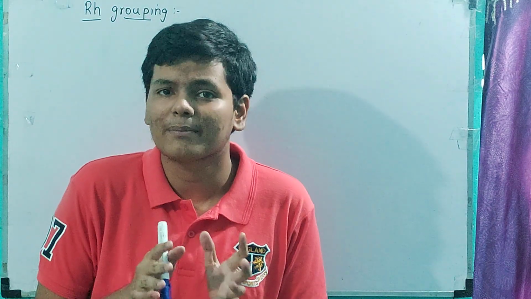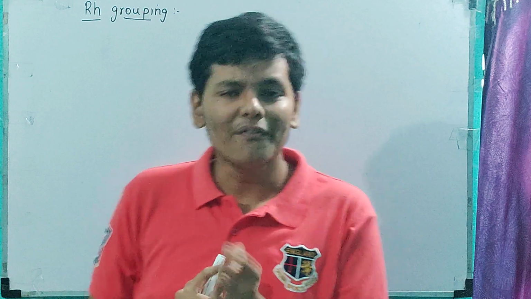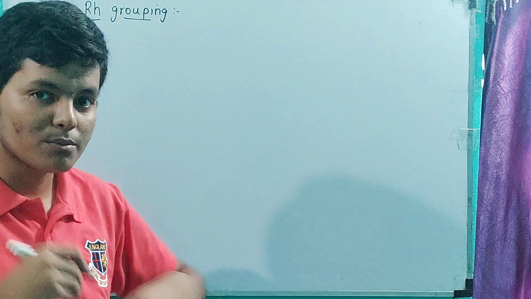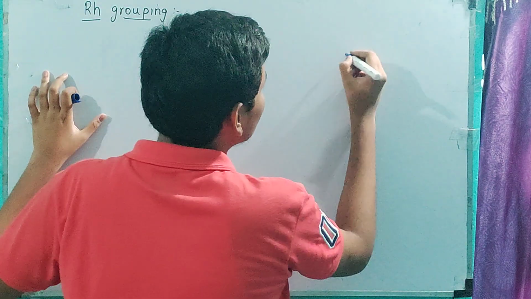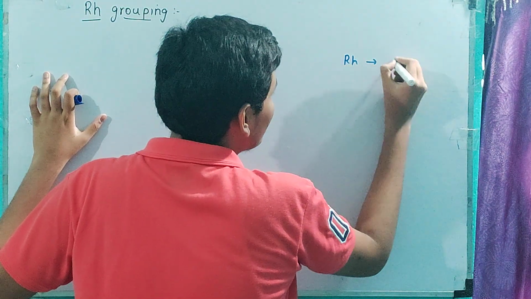So we have understood the concept of how we determine if a person has A, B, AB or O. Now we have to understand how we can determine if a person has a positive blood group or a negative blood group. For that we will be learning about RH grouping. Now first we need to understand what RH is, and there is a very interesting story behind it. Before moving on to the name, one thing we need to know is that RH is nothing but another antigen.